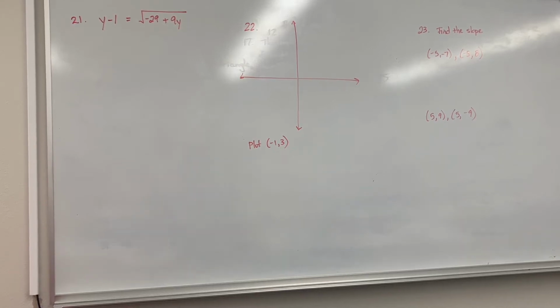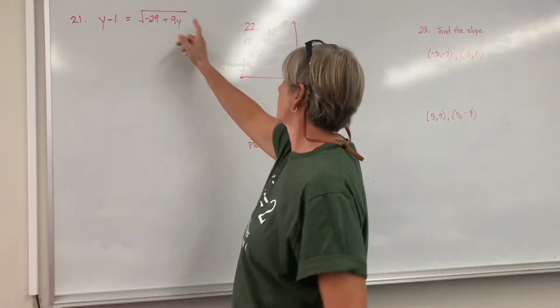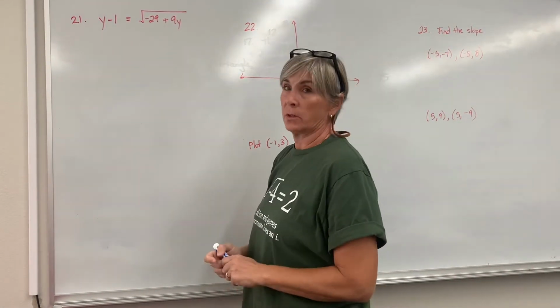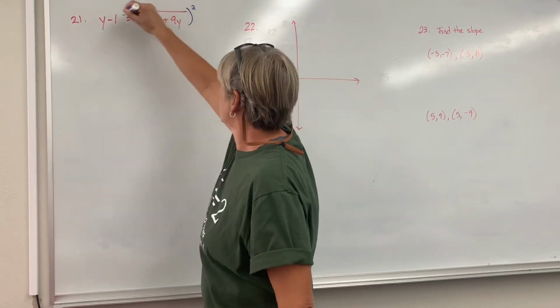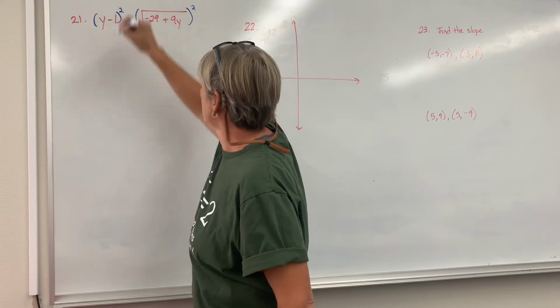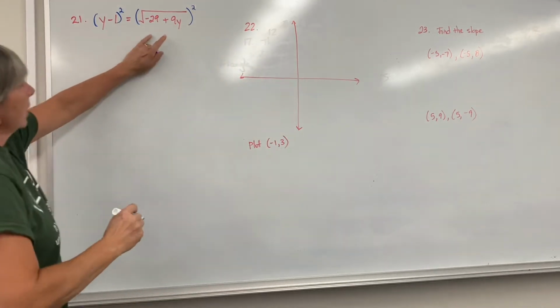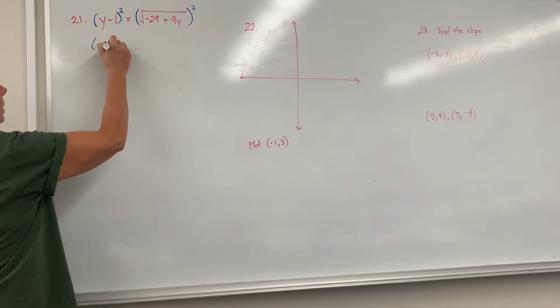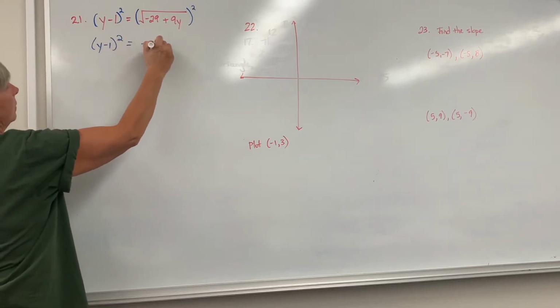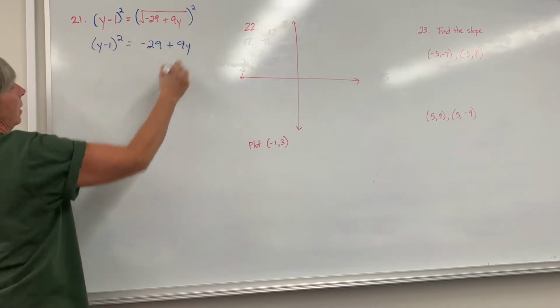This is the video for the test 1 review, questions 21, 22, 23, 24, and 25. So question 21 gives us an equation with a radical sign. To solve this equation, the first thing that I would do is square both sides, because that'll take this radical sign out of there. So I get y minus 1 squared equals negative 29 plus 9y.